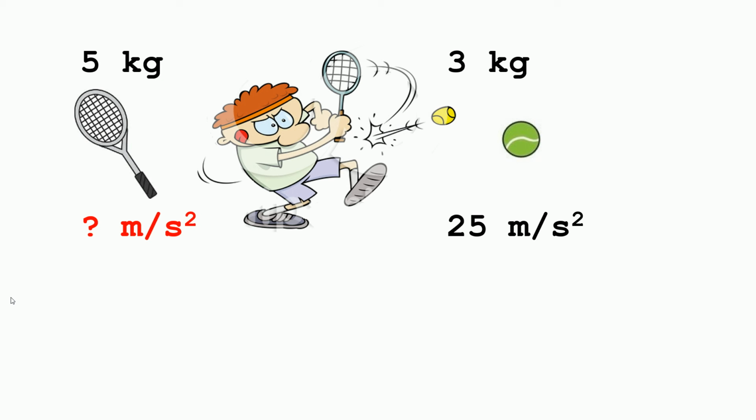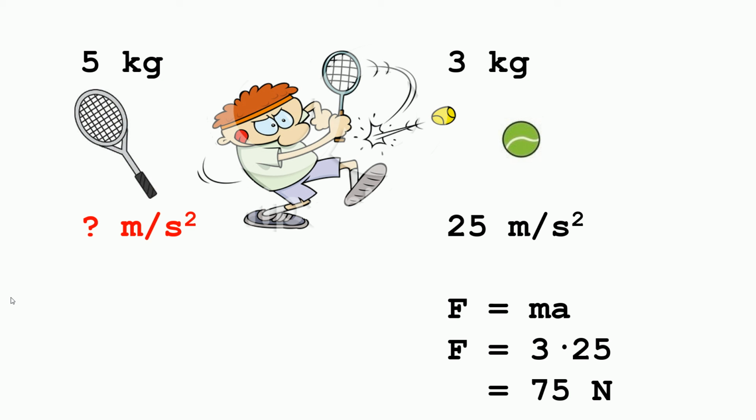hits a tennis ball. We should recognize this as an implementation of Newton's third law of motion. For every action there's an equal and opposite reaction, so we use Newton's second law, the equation force equals mass times acceleration, to find the force on the tennis ball itself. So force is equal to 3 times 25, since the mass is 3 kilograms and the acceleration is 25 meters per second squared on the tennis ball. And 3 times 25 is 75, and we know that the unit for force is newtons.